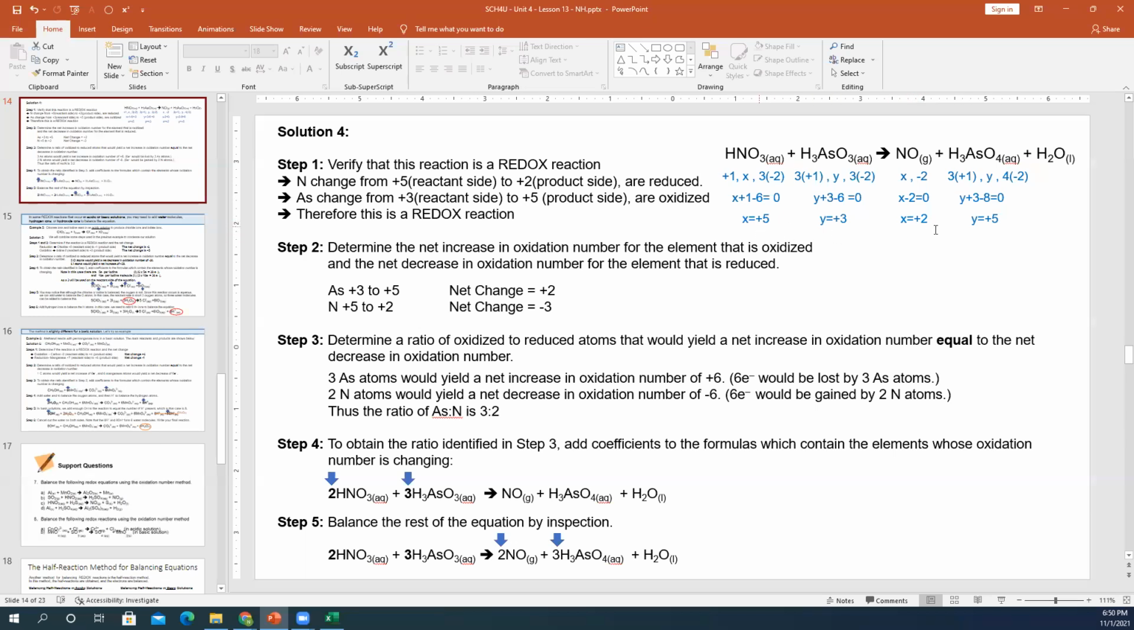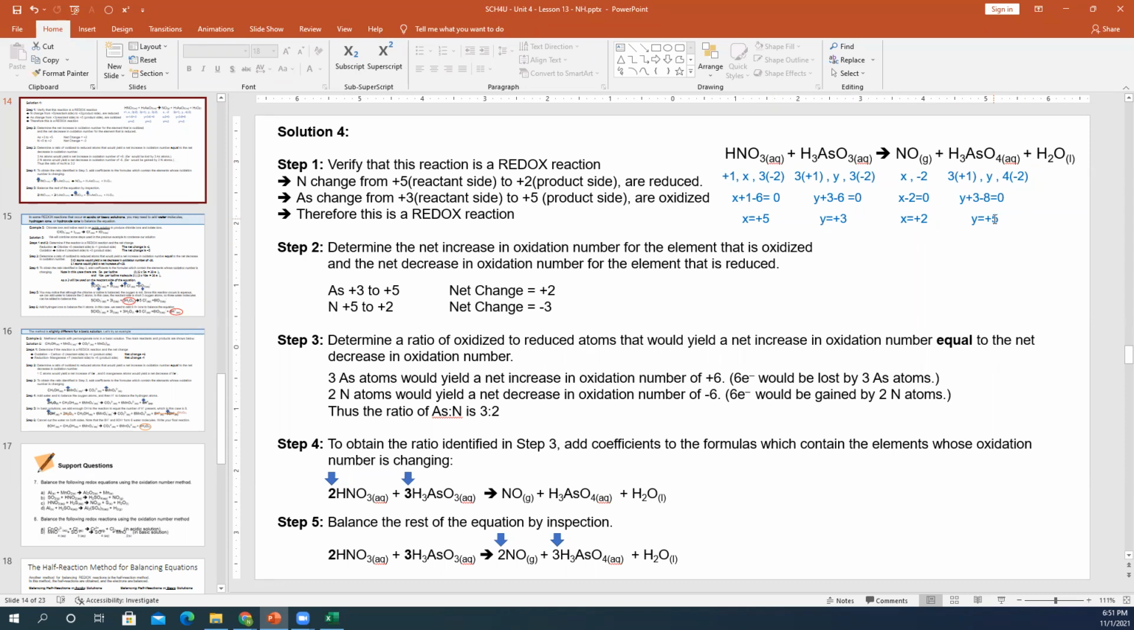And if you notice, it's entirely possible for nitrogen to have an oxidation number of +5 in one compound, and an oxidation number of +2 in a different compound. Same here, you do that same approach and you figure out that overall, this one has an oxidation number of +5.